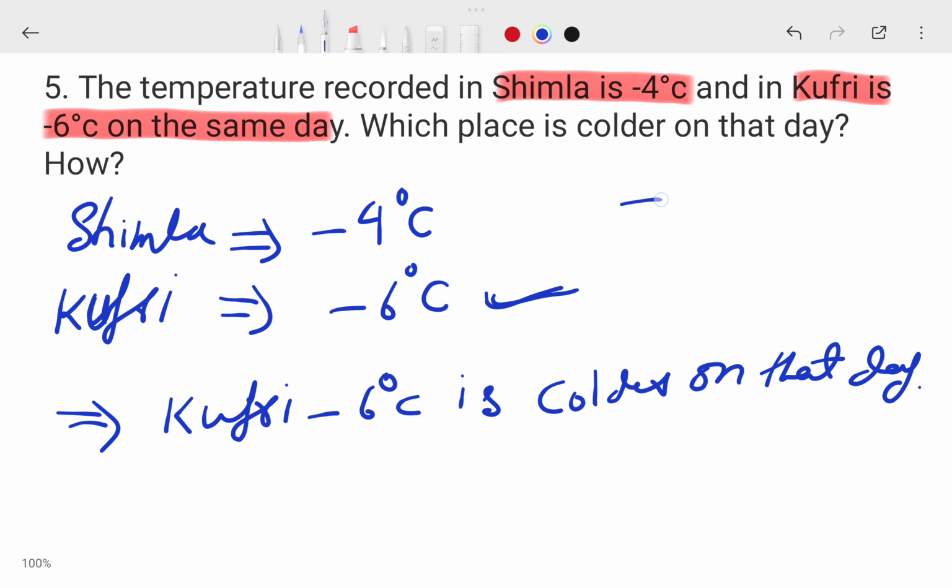Why? Because between -4 and -6, which is greater? -4 degrees is greater, but -6 degrees is smaller. Smaller means it is very far down, that's why it is going to be much colder. This is greater but this is smaller, so the number which is smaller is the cooler one. So this is -6. I hope you will understand this question.